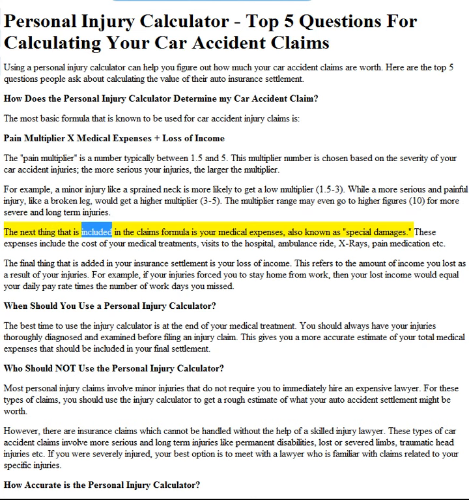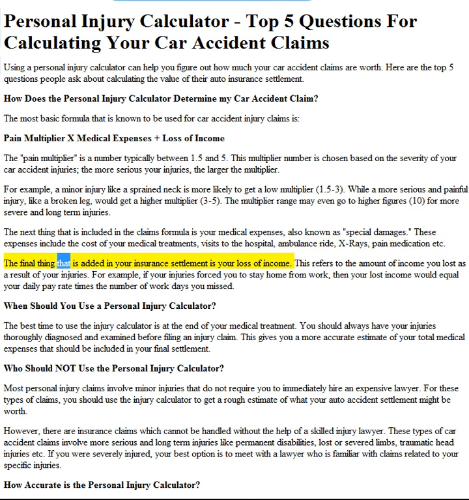The next thing that is included in the claims formula is your medical expenses, also known as special damages. These expenses include the cost of your medical treatments, visits to the hospital, ambulance ride, x-rays, pain medication, etc.